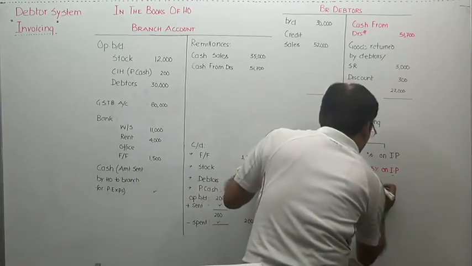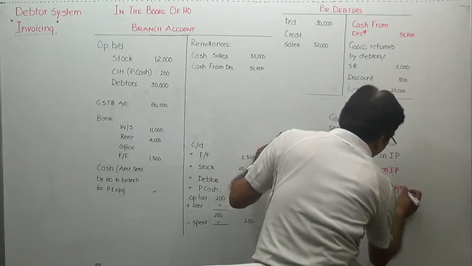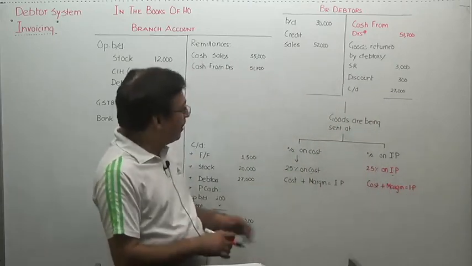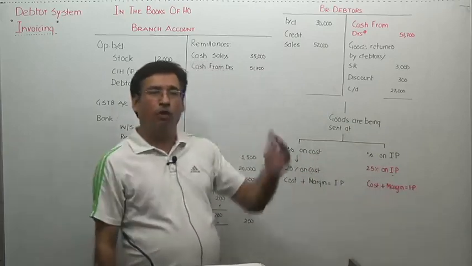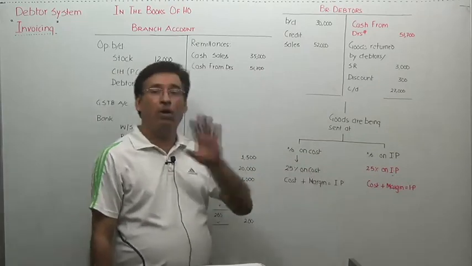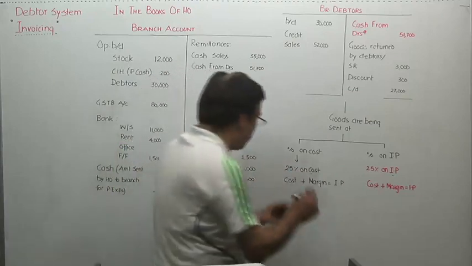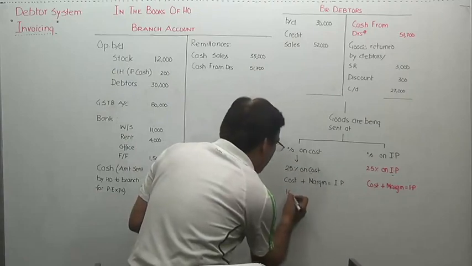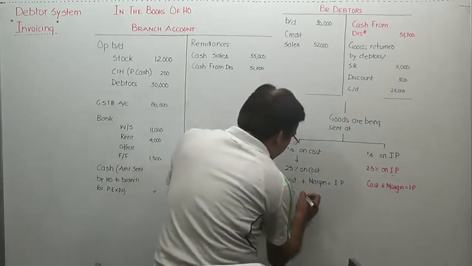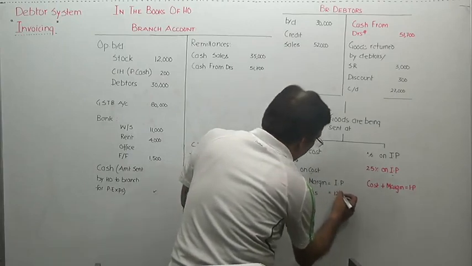Cost plus margin is equal to invoice price. After assuring yourself that the rate is on cost or on invoice price, for example, in this case, you have assured yourself that the rate is on cost, correct? If, please pay attention, if the rate is on cost, always presume cost to be 100. So, in this case, you will presume cost as 100. Now, 25% of 100 is 25, and you will get the invoice price 125.